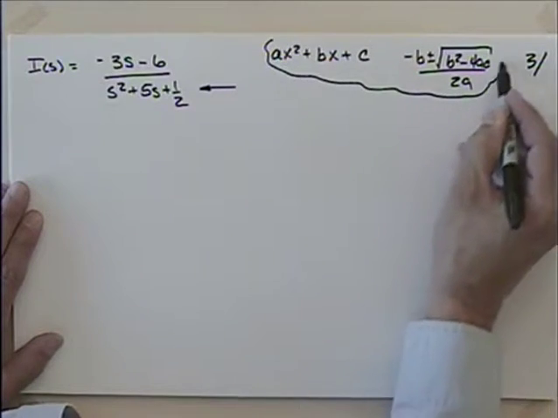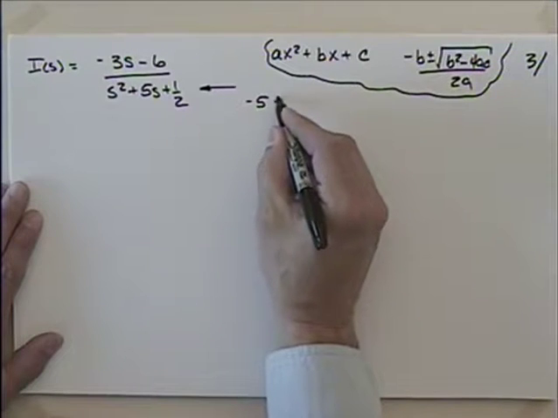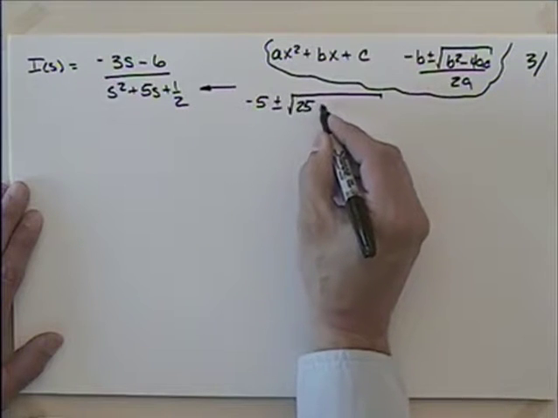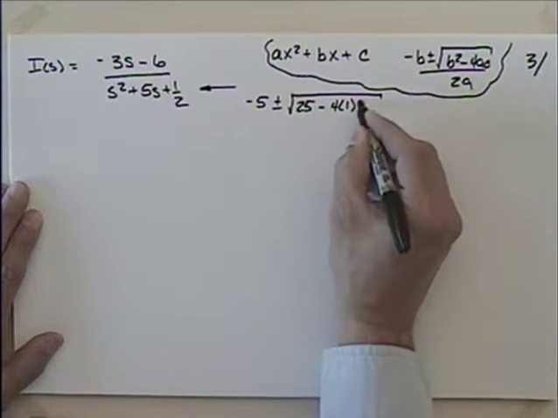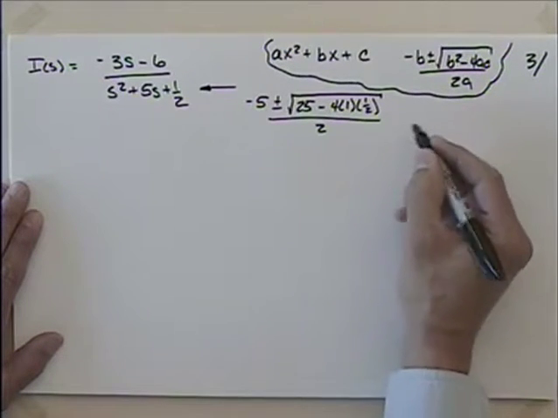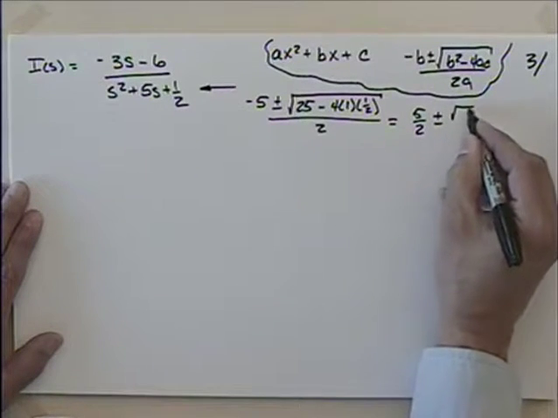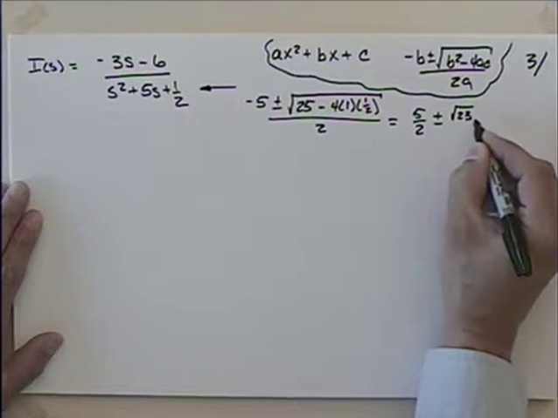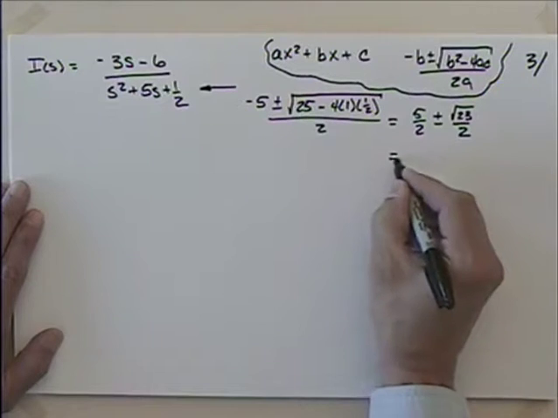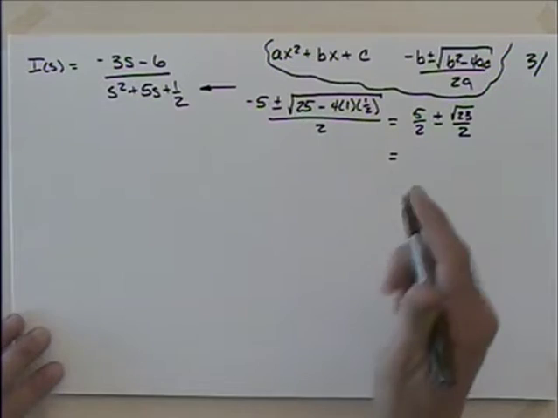That's what we're going to use. So I have minus 5 plus or minus the square root of 25 minus 4 times 1 times a half, all divided by 2 times 1, which would be 2. So this gives me 5 over 2 plus or minus the square root of 23 over 2. That doesn't look like that'll come out very nice. So, although it's not complex, the next ones will be complex. So I guess we count our blessings here.